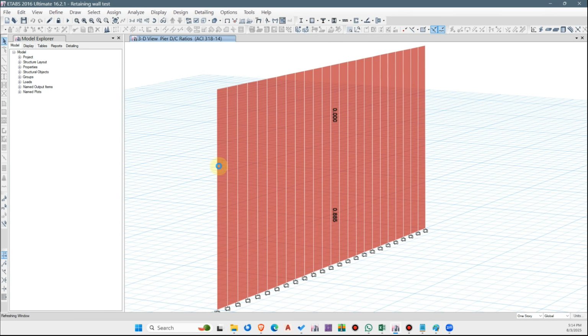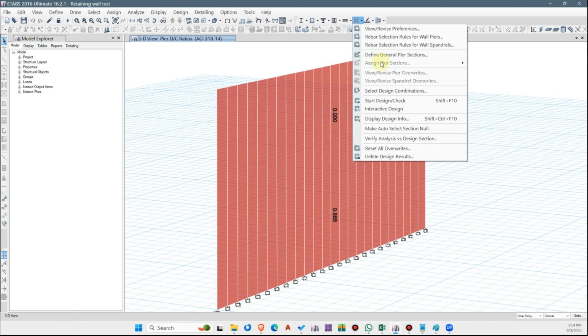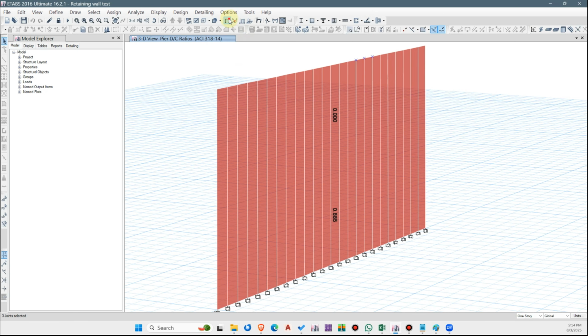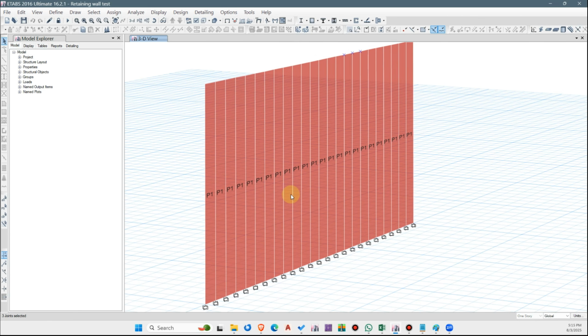Hello. In this video, I'll be discussing whether a retaining wall can be designed in the ETABS program using the reinforcing method, or in other words, can we design a retaining wall applying a pier section? There is a misconception among some of our engineers that ETABS does not design walls for out-of-plane bending moment, which is actually not correct. ETABS designs a wall for both in-plane and out-of-plane bending moments.